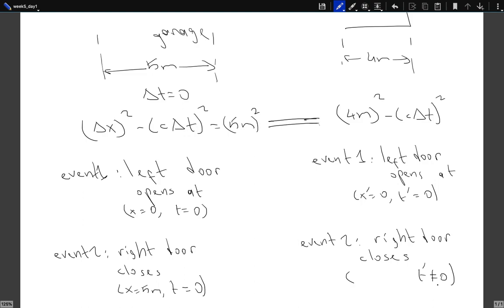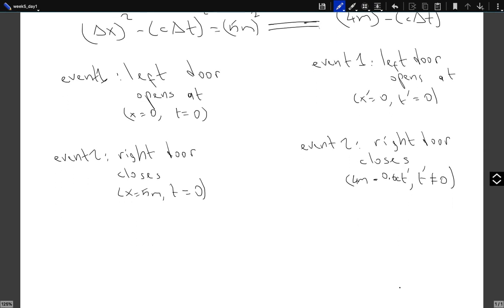But the length of the garage is 4 meters. But the garage has moved. And it has moved, so the end of the garage is now not at 4 meters, but at 4 meters minus, it's moving with a speed 0.6 c, at the time t prime. So now this is the new position of the end of the garage. By the time the other door tries to open, it also moves, right? Yes. Both of them move.